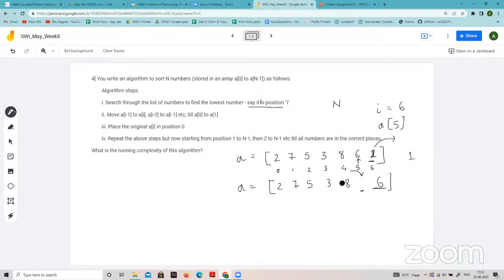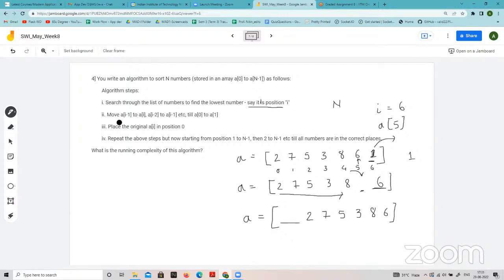Now, if you notice the pattern, every number shifting one place ahead, its place becomes vacant, and that place is taken by the previous number. In short, everything is shifted one place ahead. So finally, my array will become a blank space, then 2, 7, 5, 3, 8, 6. This is done after finding the first lowest number.